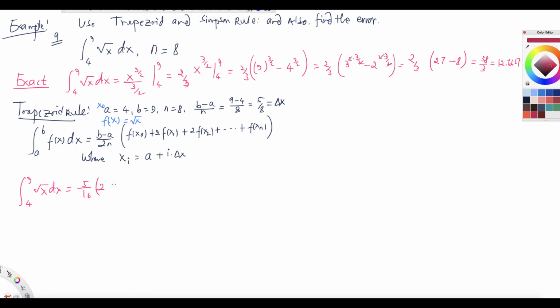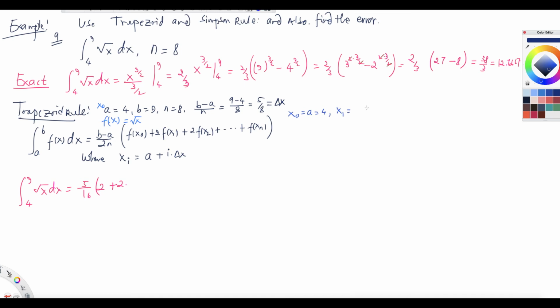The first one will be 2 plus, okay? So 2 times f of x1. So x1 will be how much? x1 will be a plus 1 times delta x. That will be 4 plus 1 times 5/8. So how much is that? Let me write that down. Let me use a different color. So x0 equals a equals 4.